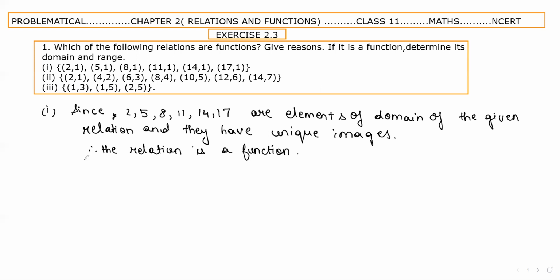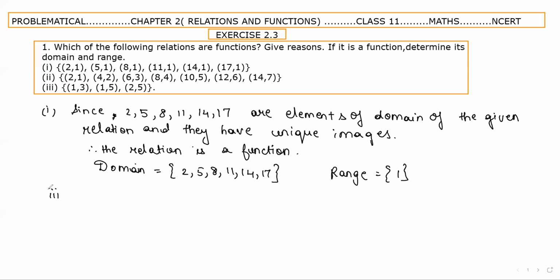If a relation is a function, the domain of the relation will be equal to the domain of the function, and the range of the relation will be equal to the range of the function. So the domain of function f, it will be equal to the set of the first values of your ordered pairs, 2, 5, 8, 11, 14, and 17. And your range will be equal to your images, which is just 1.